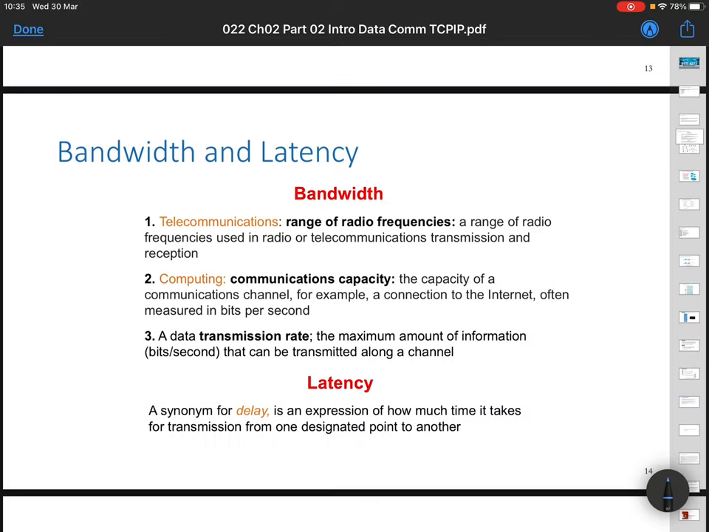Bandwidth and latency. Bandwidth, in telecommunication, is a range of radio frequencies used in radio or telecommunication transmission and reception. In computing, communications capacity is the capacity of a communication channel, for example, a connection to the internet, often measured in bits per second. It is a data transmission rate, the maximum amount of information, in bits per second, that can be transmitted along a channel.